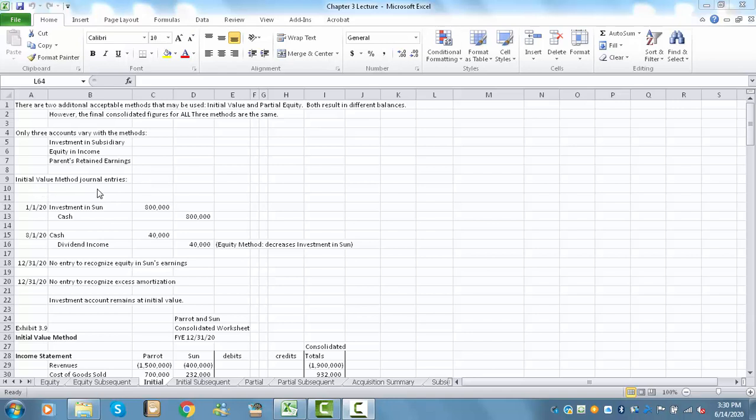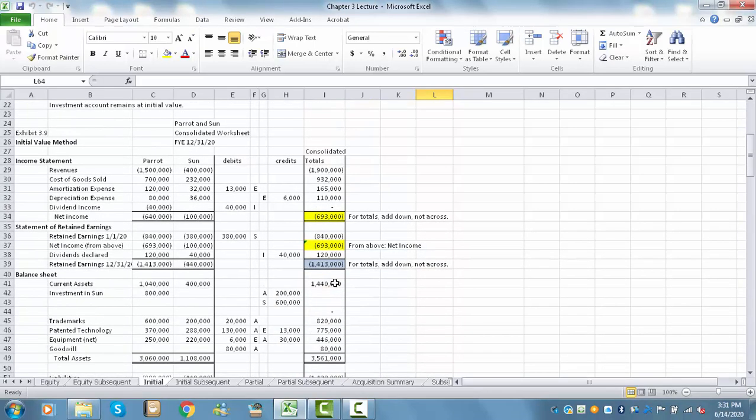The initial value method journal entries, if you recall, are that we record the cost of our investment, and how we paid cash, and the dividend income as dividend income. In the equity method we decrease our investment in Sun. In this one, we simply call it dividend income. There's no entry to recognize the equity in Sun's earnings, our share of Sun's earnings, and there's no entry to recognize excess amortization. So the investment account doesn't change. It remains at its initial value, hence the name.